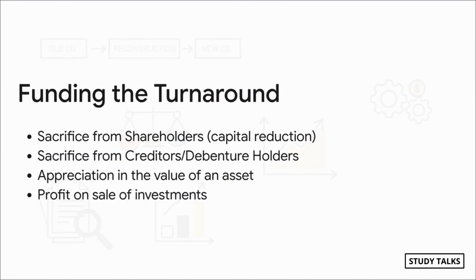So what exactly flows into this account? Well, the main source, the big one, is the sacrifice from shareholders when we reduce their capital. But others can chip in too. Creditors might agree to forgive part of their debt. If we revalue an asset upwards, say a piece of land is worth more now, that gain goes in. If we sell an investment and make a profit, that goes in too. Basically, any financial win during this whole process gets credited to the capital reduction account.